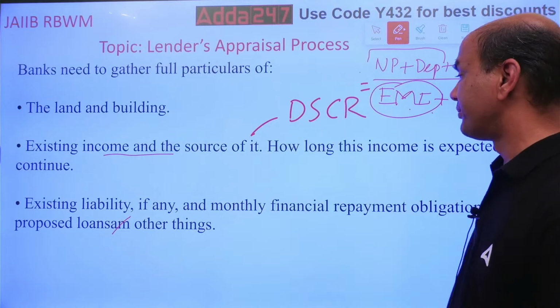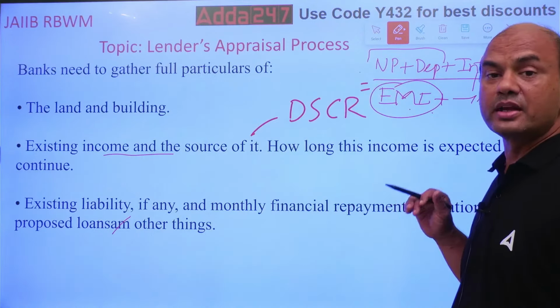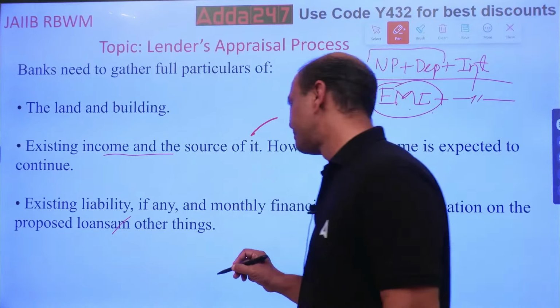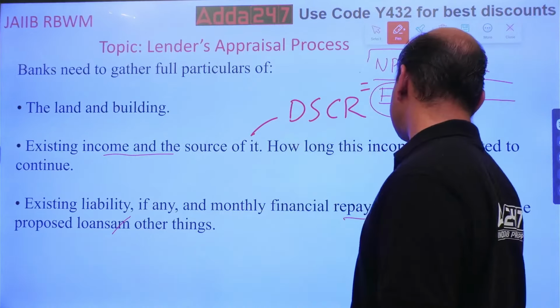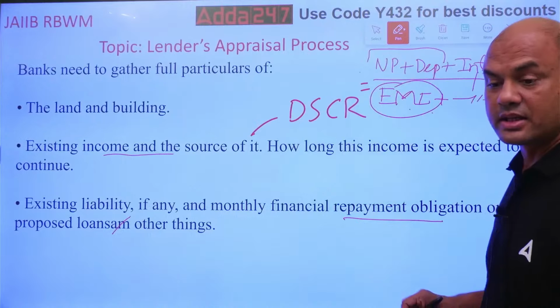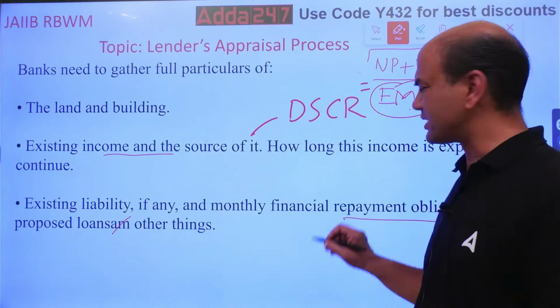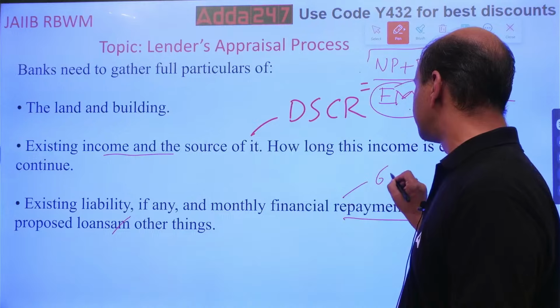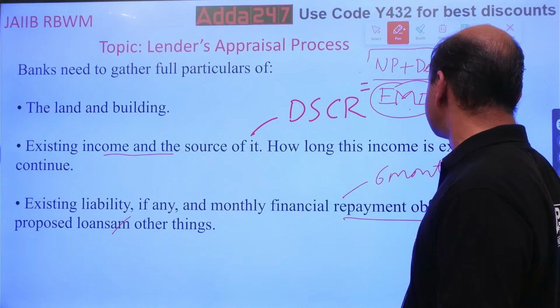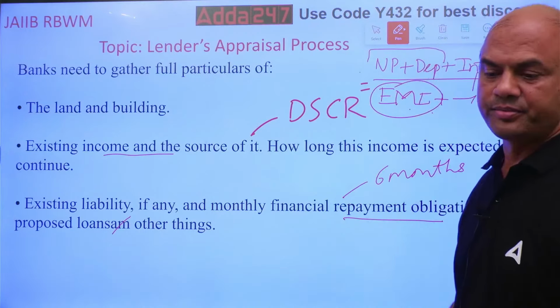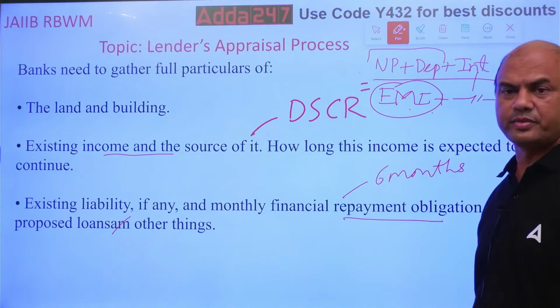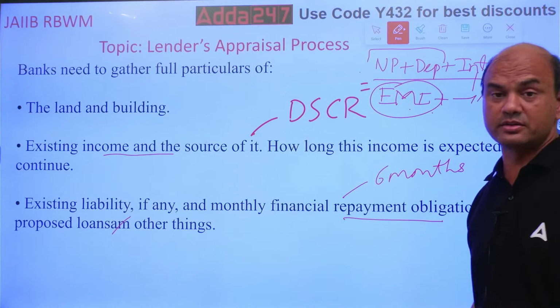So, coming back. So, existing liabilities and what are the repayments here? In this, what do we do? Monthly financial repayment obligation. So, here we take generally 6 months or 1 year bank statement. Generally 6 months is okay. 6 months statement we take, of the account for all the loans, all the existing loans.